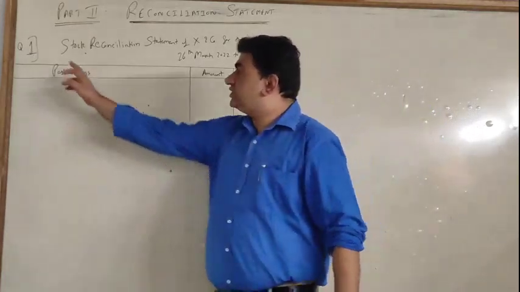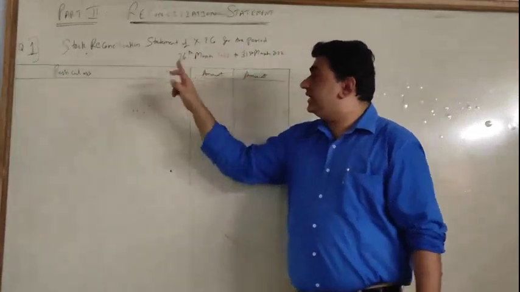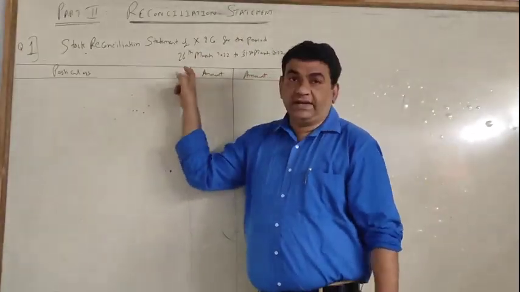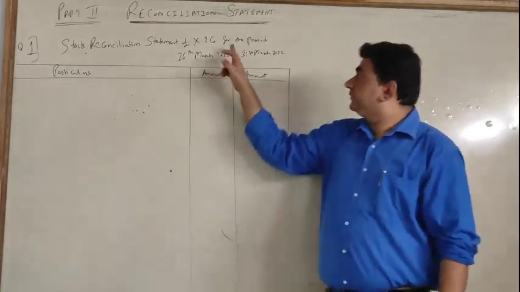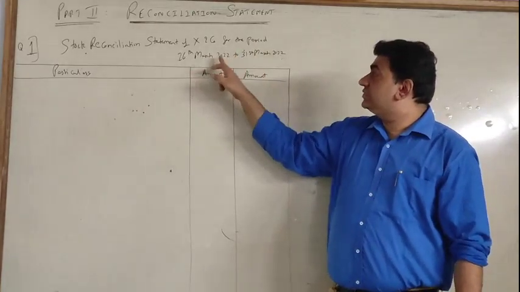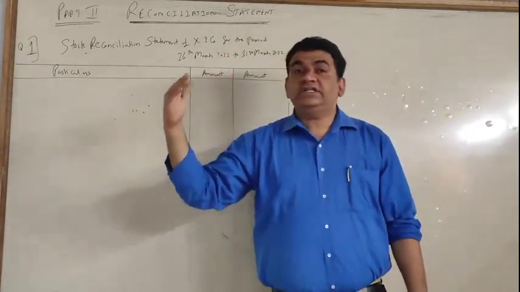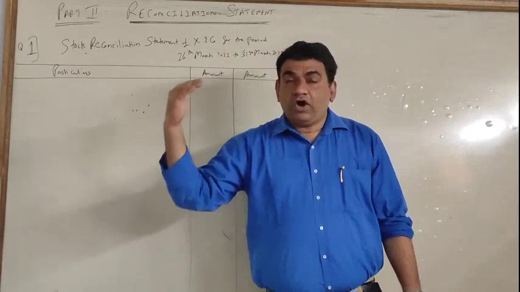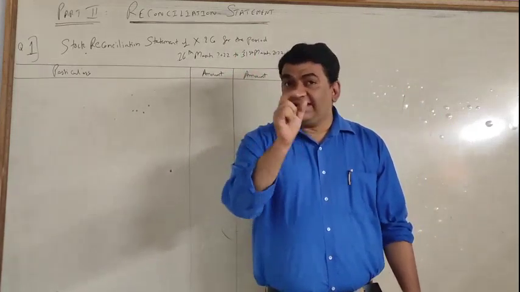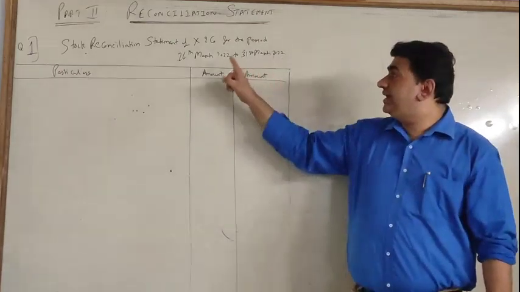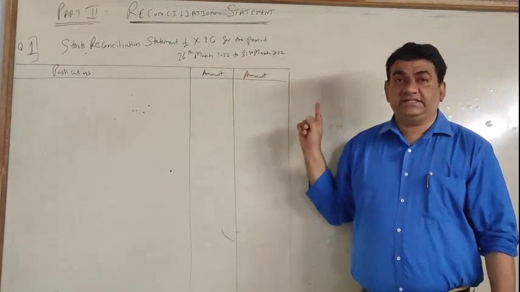Your heading will be this. Question number 1 is the reference of question number. Name of the company is X and company. So stock reconciliation statement. You can also call it inventory reconciliation statement for the period 26th March to 31st March. Why 26th March? Because you have taken the stock on 25th March. At the end of 25th March, you have taken the stock. So whatever transaction you have done from 26th March to 31st March, you will have to adjust it.